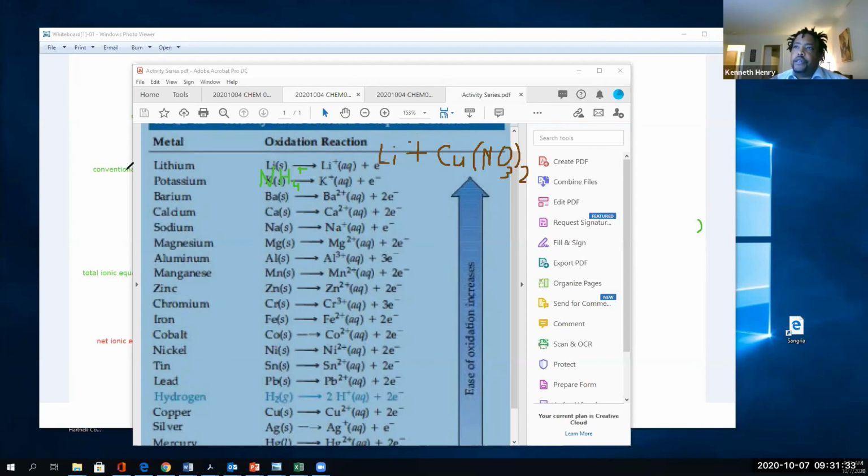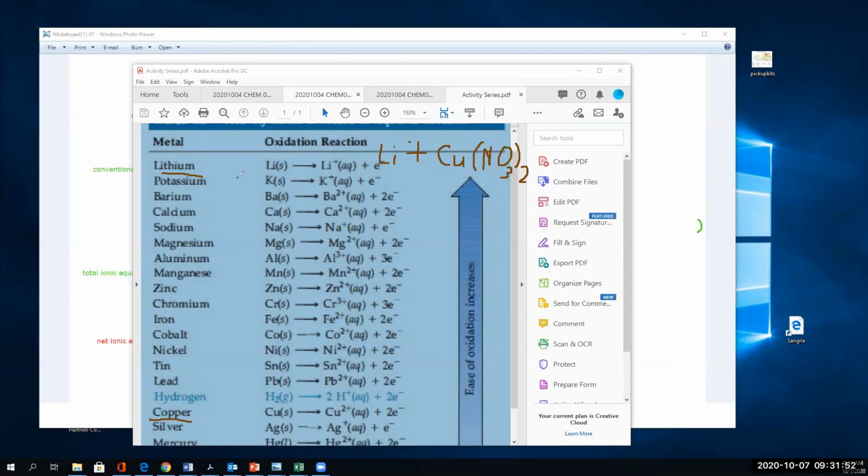This is called the activity series table. I'll give you guys a better one. This one looks like crap. I don't know what happened to my really good one. Lithium is higher than copper. Do you guys see that? Yeah. So since lithium is higher than copper, lithium can replace the copper in the solution. So then we'll get a reaction.